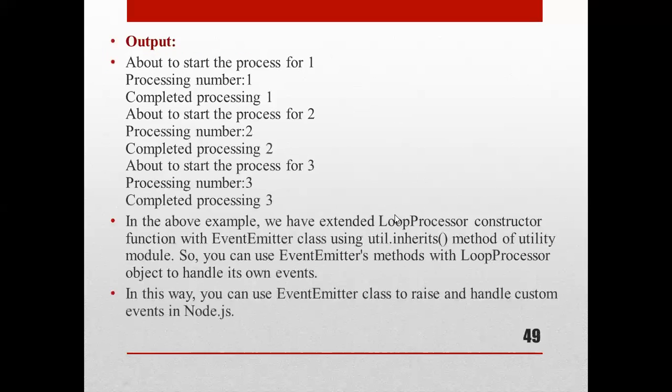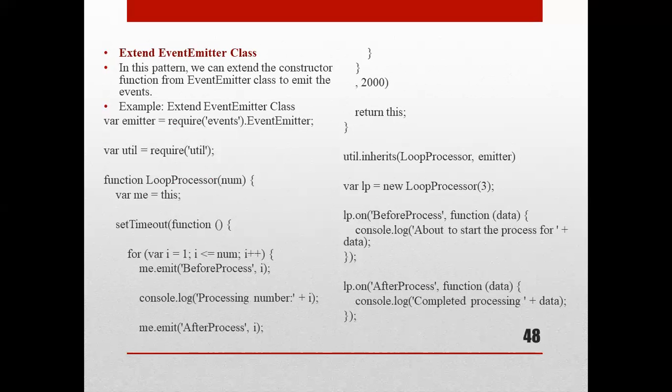Now we will move further with extending the event emitter class. How to extend the event emitter class? In this pattern we can extend the constructor function from the event emitter class to emit the events. Here is an example of extending the event emitter class. Similarly, we have to import the events module with the class EventEmitter. And now we have to import another module, util, using the require function. That is the utility module we are going to import here for extending.